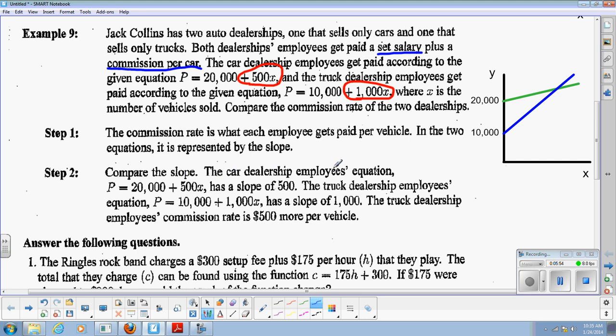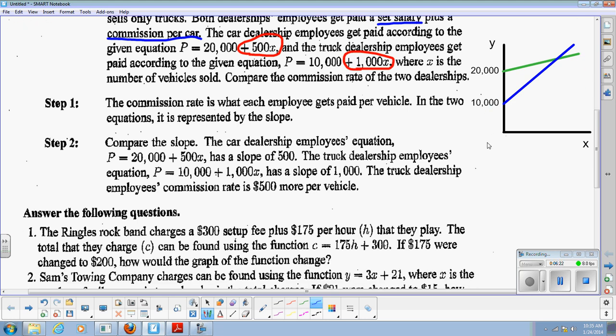The car dealership employee's equation, P equals 20,000 plus $500x, has a slope of 500. The truck dealership employee's equation, P equals 10,000 plus 1,000x, has a slope of 1,000. The truck dealership employee's commission rate is $500 more per vehicle. And because they get more per vehicle, the amount of pay they can gain will go up faster than those that are at the car dealership.